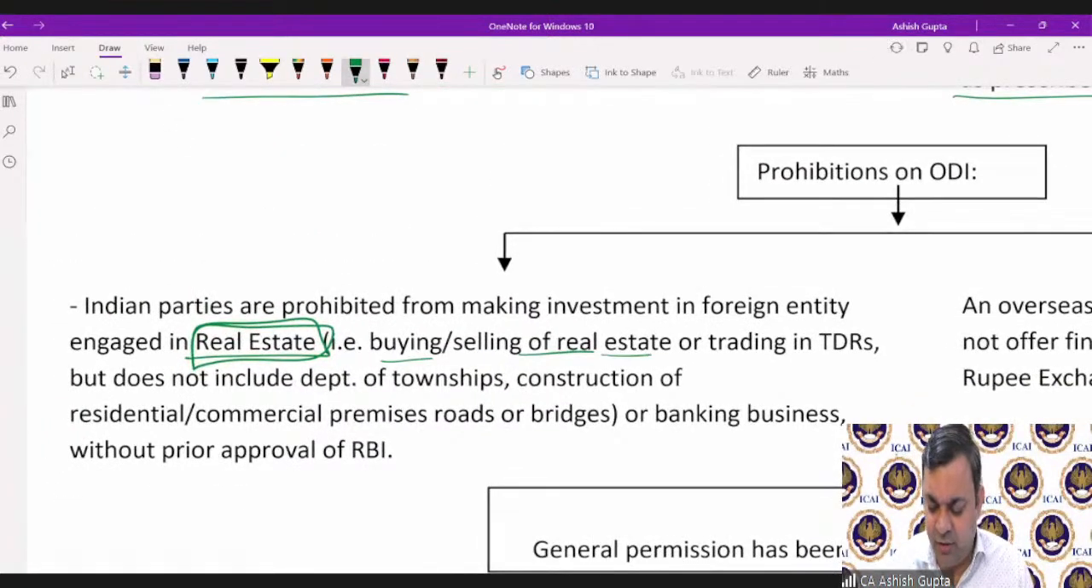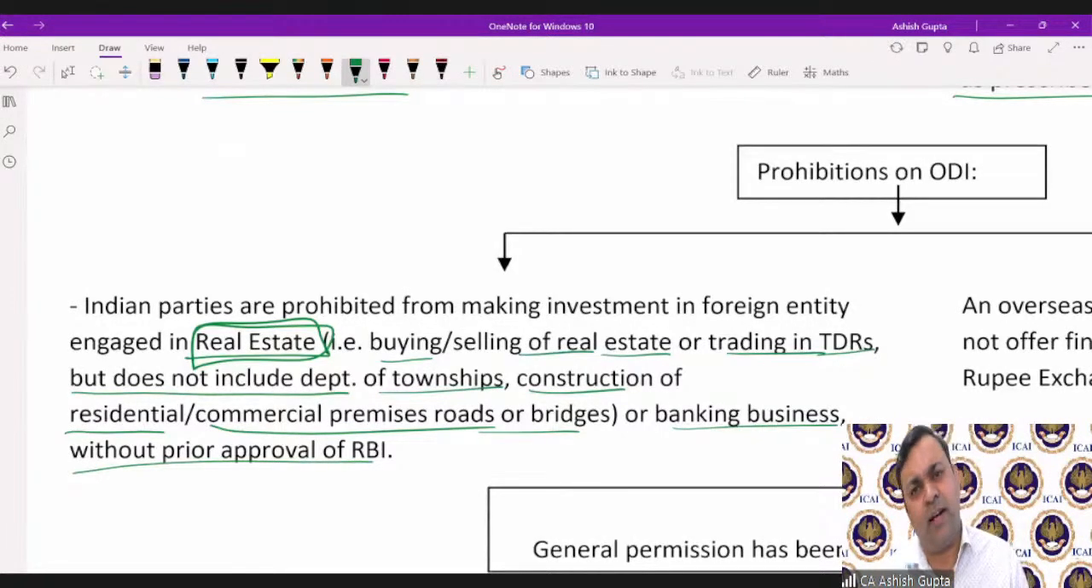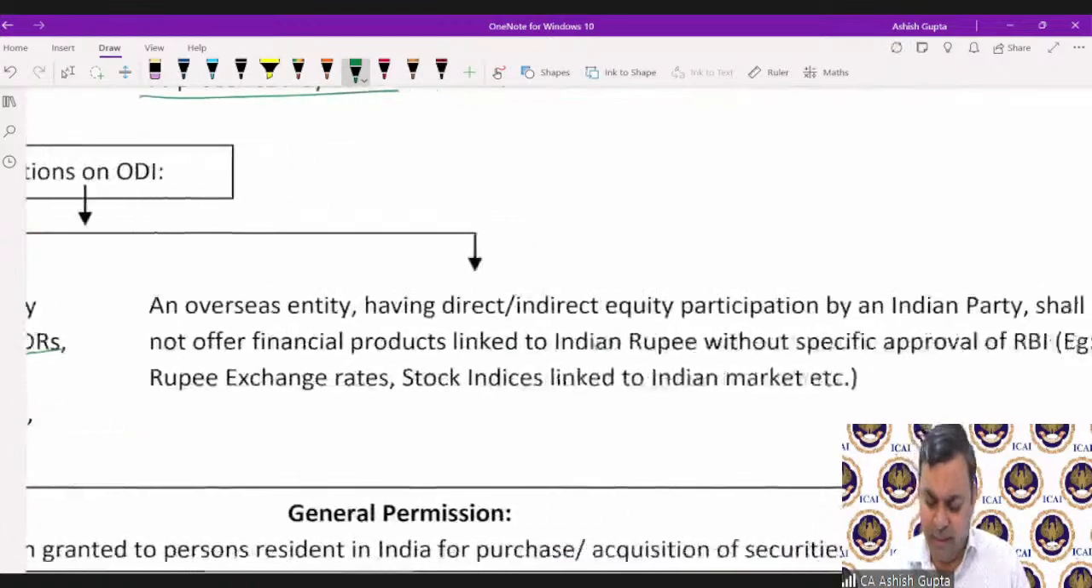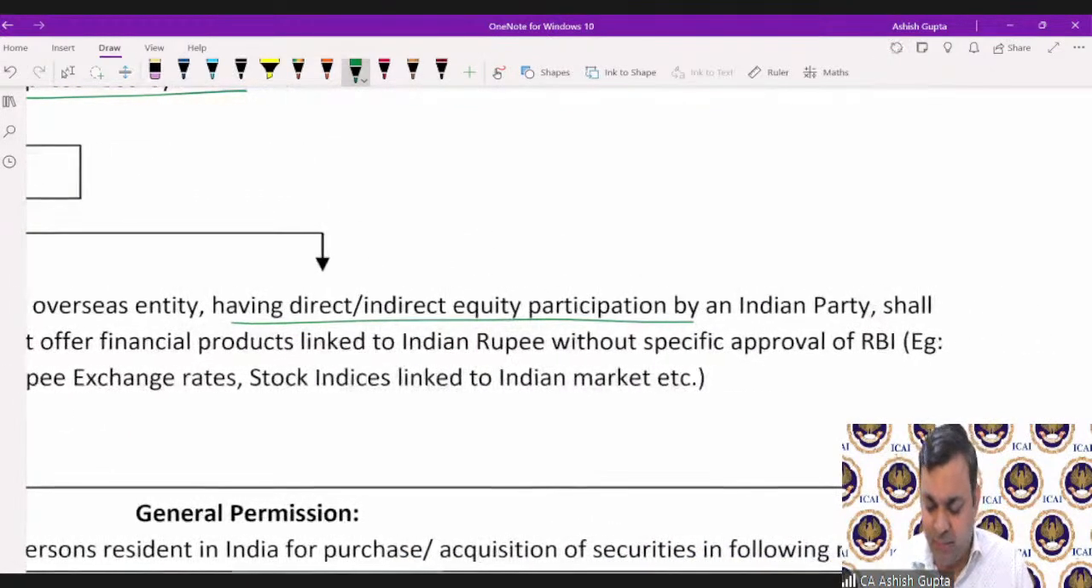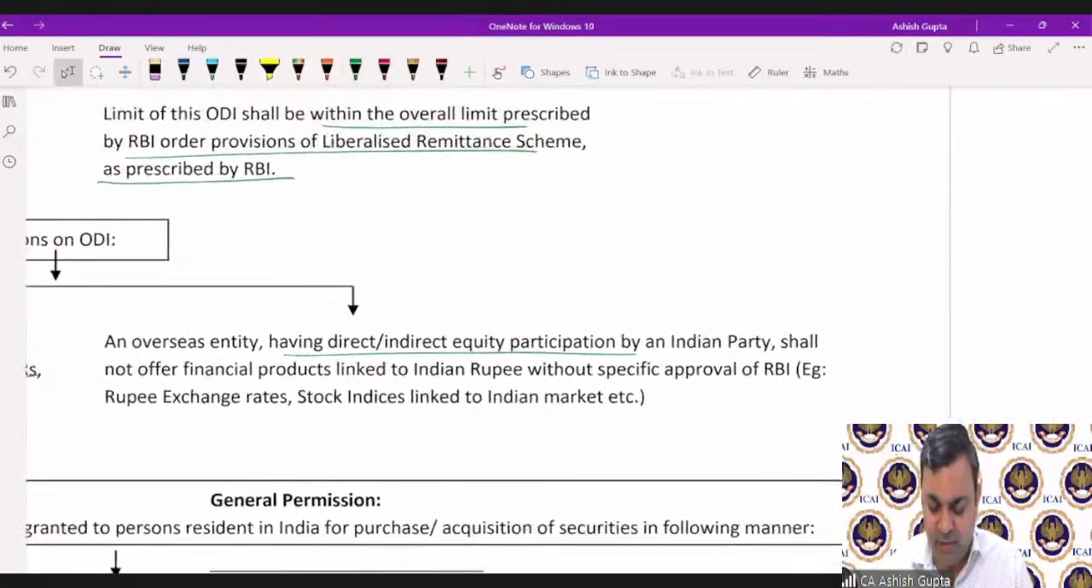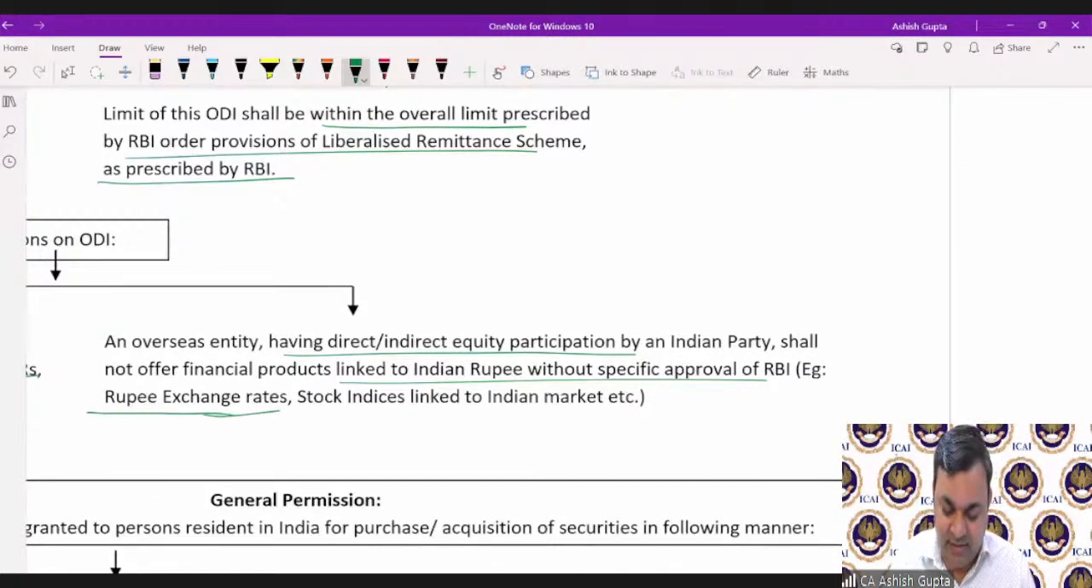That is buying, selling of real estate or trading in TDR, but does not include development of townships, construction of residential, commercial premises, roads or bridges, or banking business without the approval of RBI. That is permissible. An overseas entity having direct or indirect equity participation by an Indian party shall not offer any financial product linked to Indian rupees, for example, rupee exchange rates, stock indices linked to the Indian market, etc.